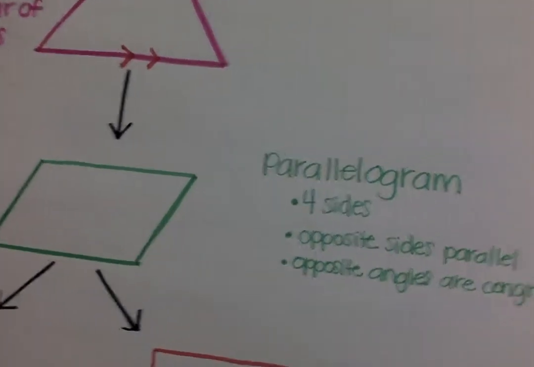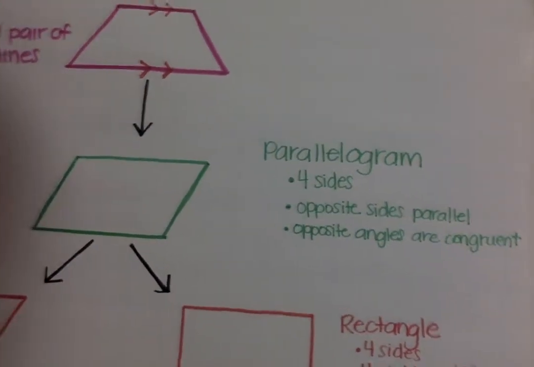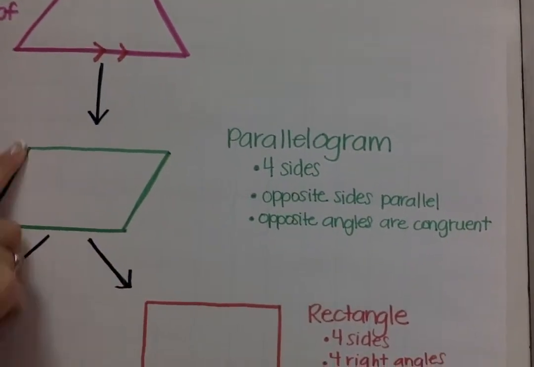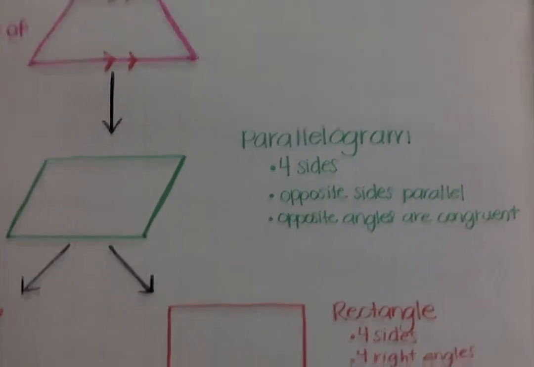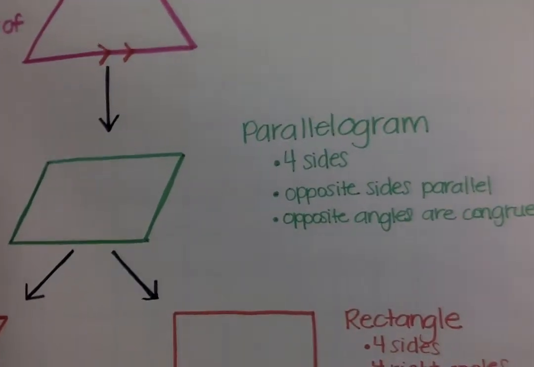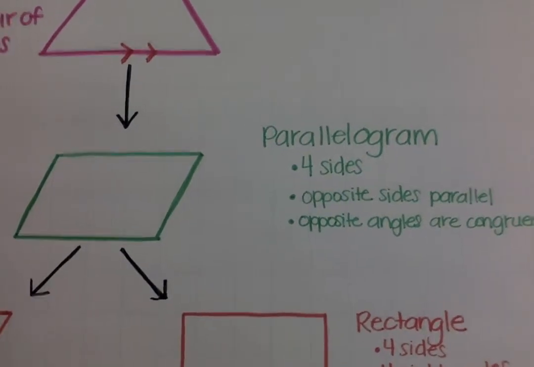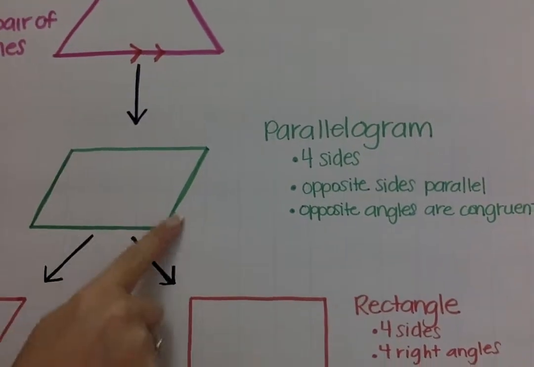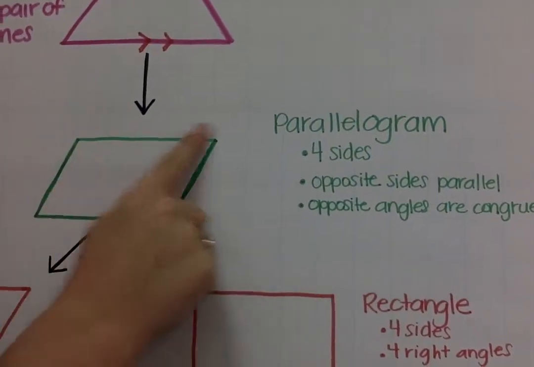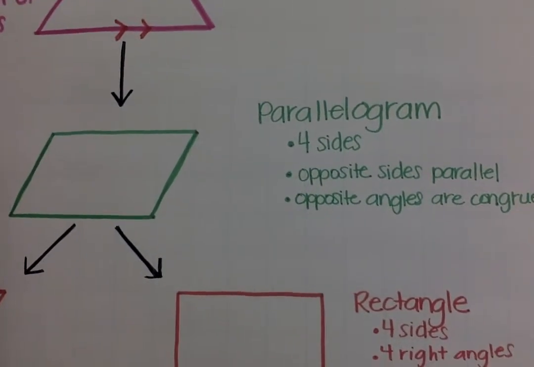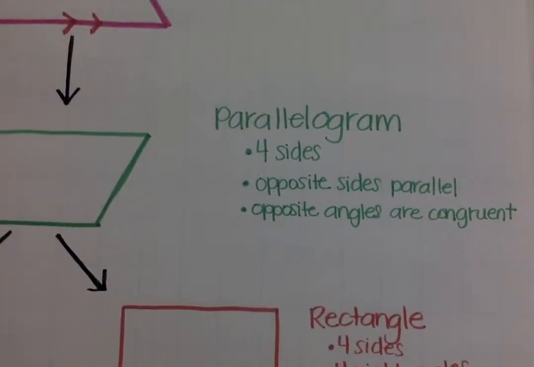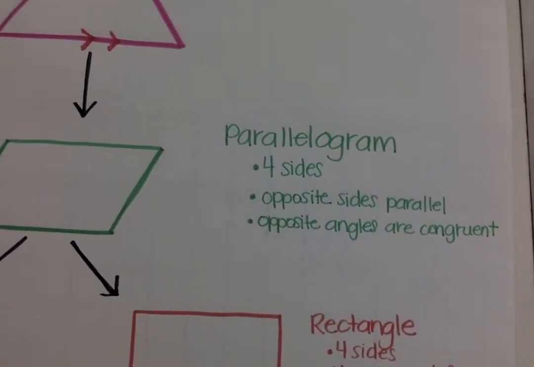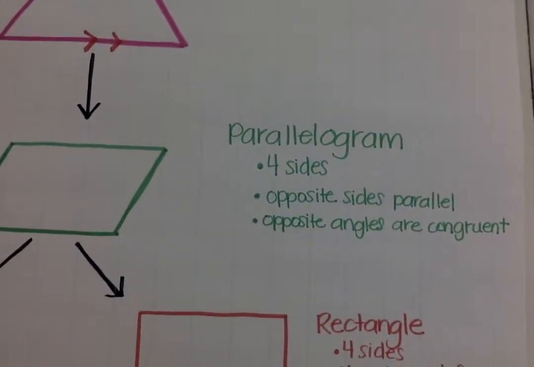The next shape that we are going to talk about is the green shape, and it is called a parallelogram. As you can see, a parallelogram also has four sides, which is why these three shapes are considered quadrilaterals. But it is also important to note that on a parallelogram, opposite sides are parallel, all opposite sides. So these two sides are parallel and these two sides are parallel. It is also important to know that opposite angles are congruent, and hopefully by now you should know that the word congruent means equal.